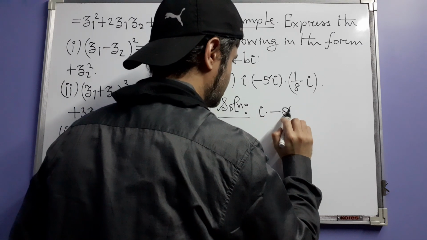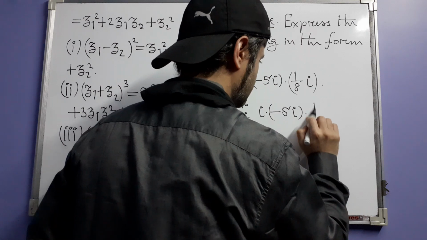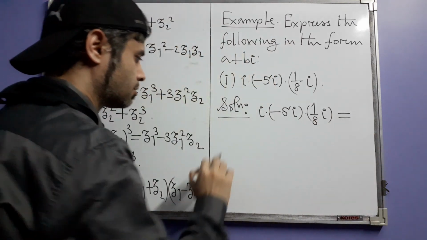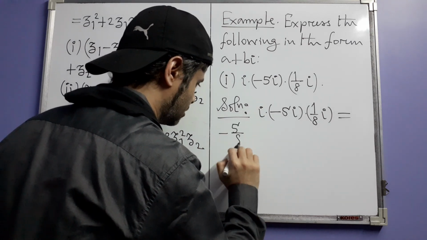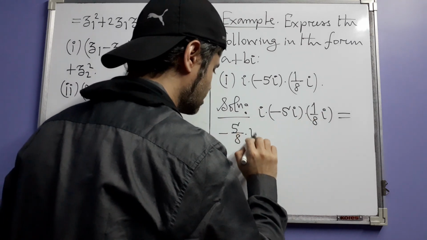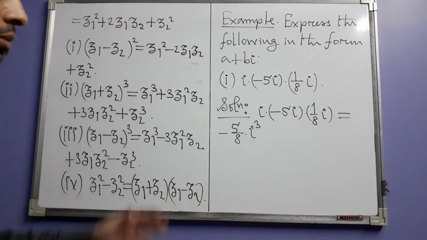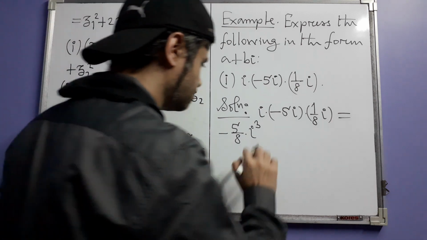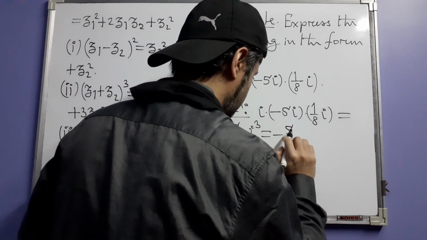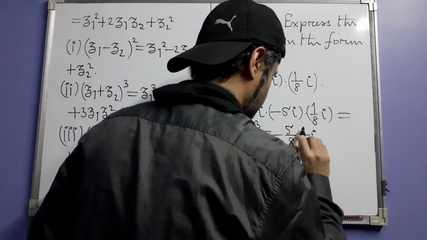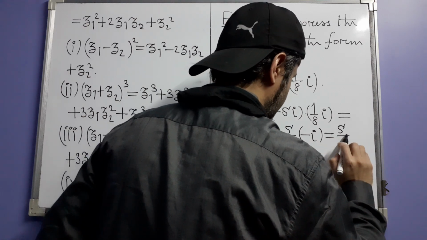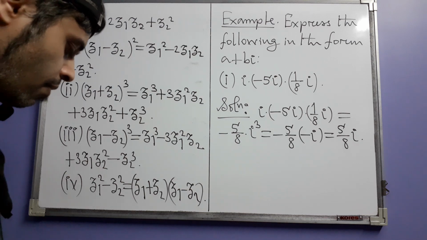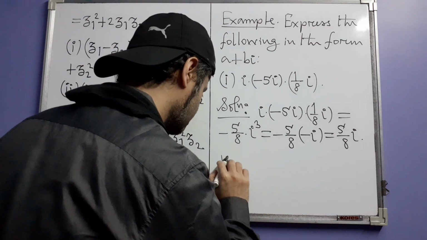I times minus 5i times 1 over 8i. So of course this is minus 5 over 8 times 3 i's are there, so i cube. Moments ago you calculated that i cube is minus i. So this is 5 over 8 times i. Let's see the next one.